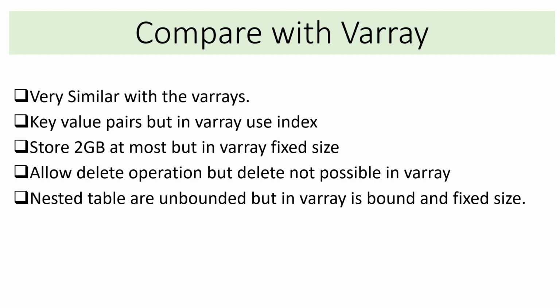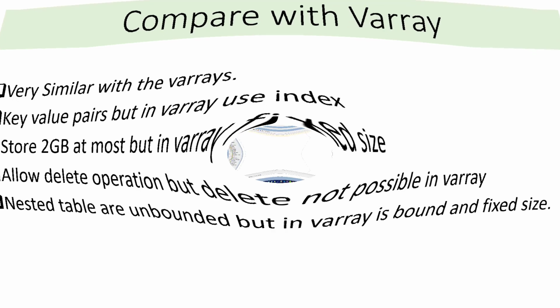Compare with VArray. Very similar with VArrays, key value pairs, but in VArray use index. Store 2 GB at most, but in VArray fixed size. Allow delete operation, but delete not possible in VArray. Nested table are unbounded, but in VArray is bound and fixed size.